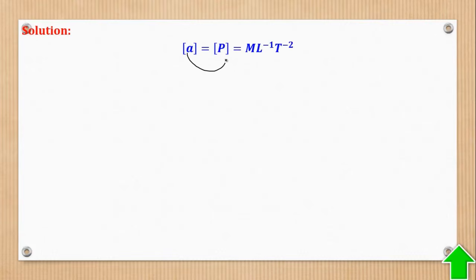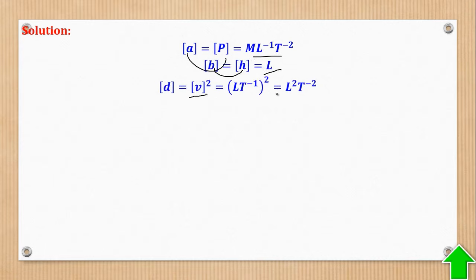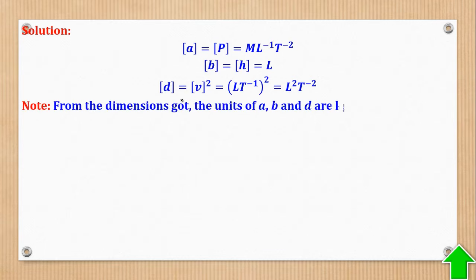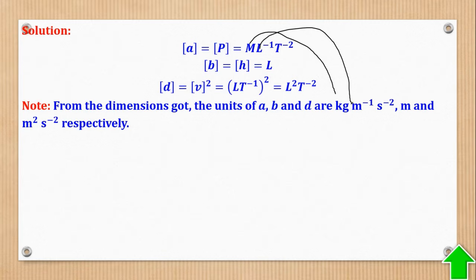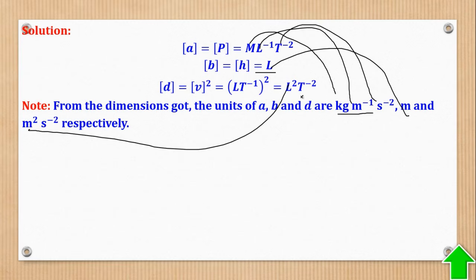So A has the same dimension as pressure, which is that. Then B has the dimension of height, which is that. And D has the dimension of velocity squared, which is that. And that's what they wanted. So in case they wanted SI units, it means that for A, M is kilogram, L is meter, and T is second. So this will be the SI unit of A. Then for B, it is just L, which is meter. Then for D, it is L, which is meter, and T, which is second. So this will be the SI unit of D.